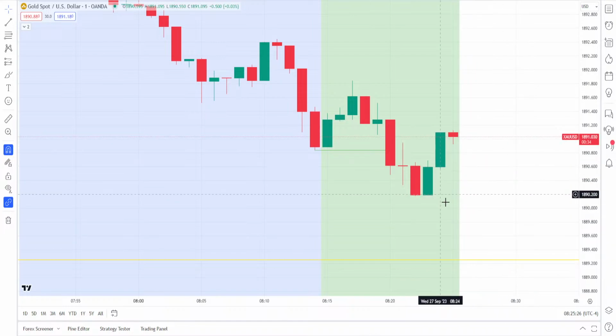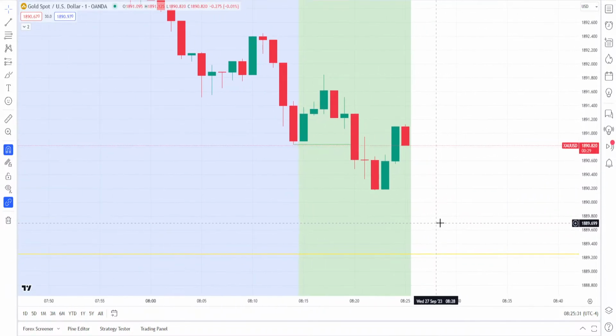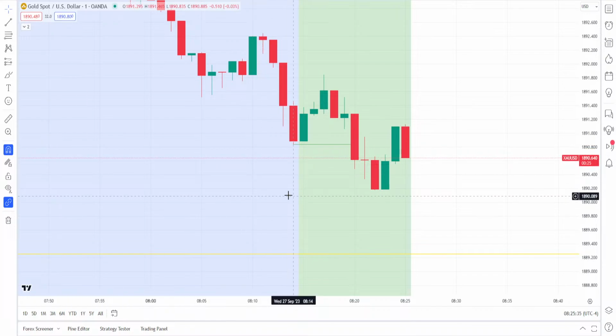Alright guys, while we wait for price to come back down, we may see price reach this area here. I'll be right back. I'll mute my stream for just 1 second.